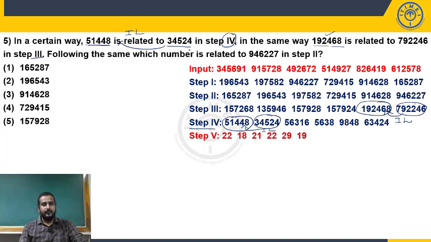Following the same, which number is related to 946227 in step 2? So 946227 is here. So which number is related to 946227? 914628. Choice 3. Choice 3.